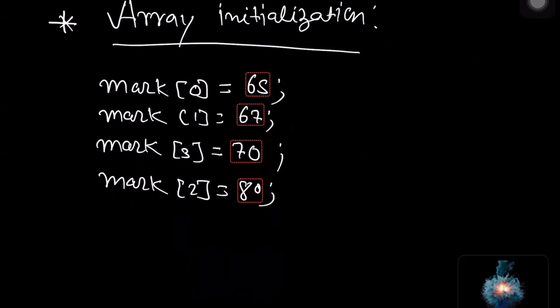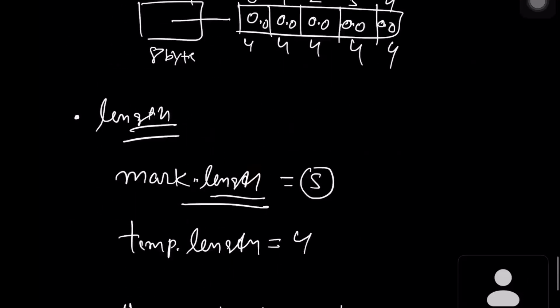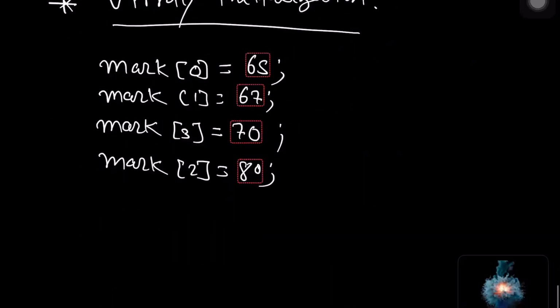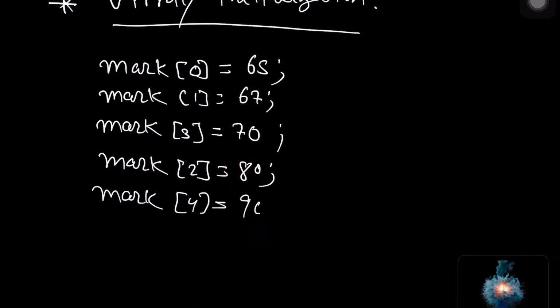So what is happening here? Mark 0 represents the first element of that array, mark 1 represents the second, mark 3 represents the fourth, and mark 2 represents the third element. Why third? Because we are starting from index 0. Clear till here? Yes. Now the mark size is 5, so let me assign 5 values and then we'll see. I have assigned 5 values.